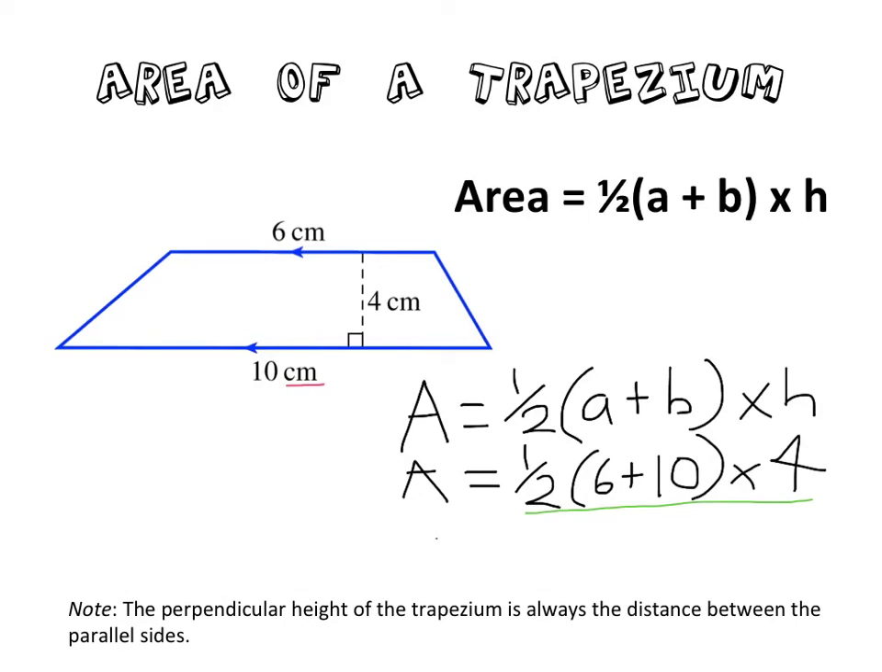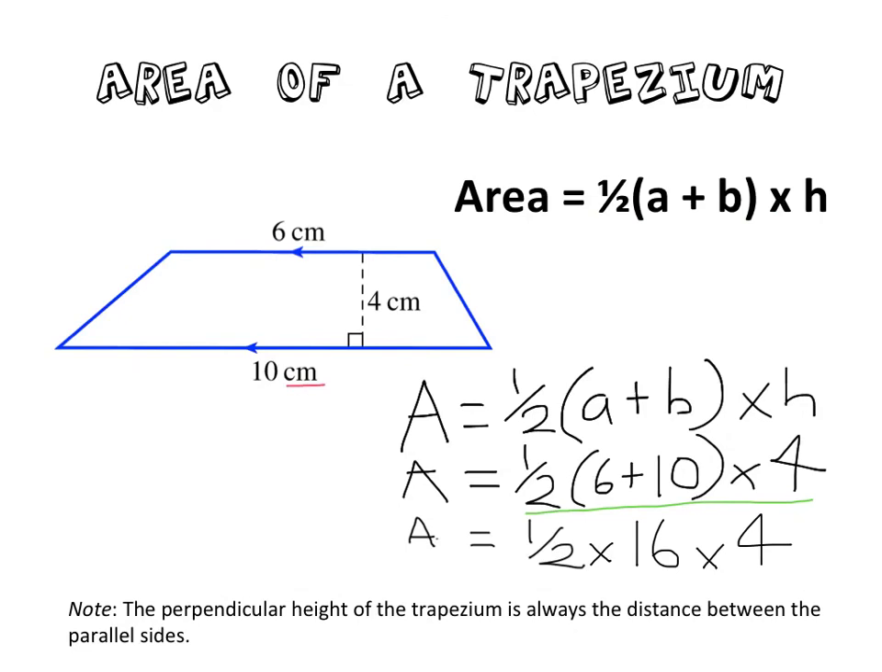My order of operations tells me I need to do what's in the brackets first. So it becomes area equals half of 6 plus 10. Oh, now I've said half of. Isn't that interesting? Of means times, and whenever I see brackets, I know that means times as well. So it's half times. Now what's 6 plus 10? 6 plus 10 is 16, okay, times 4. That's how I did that, guys.